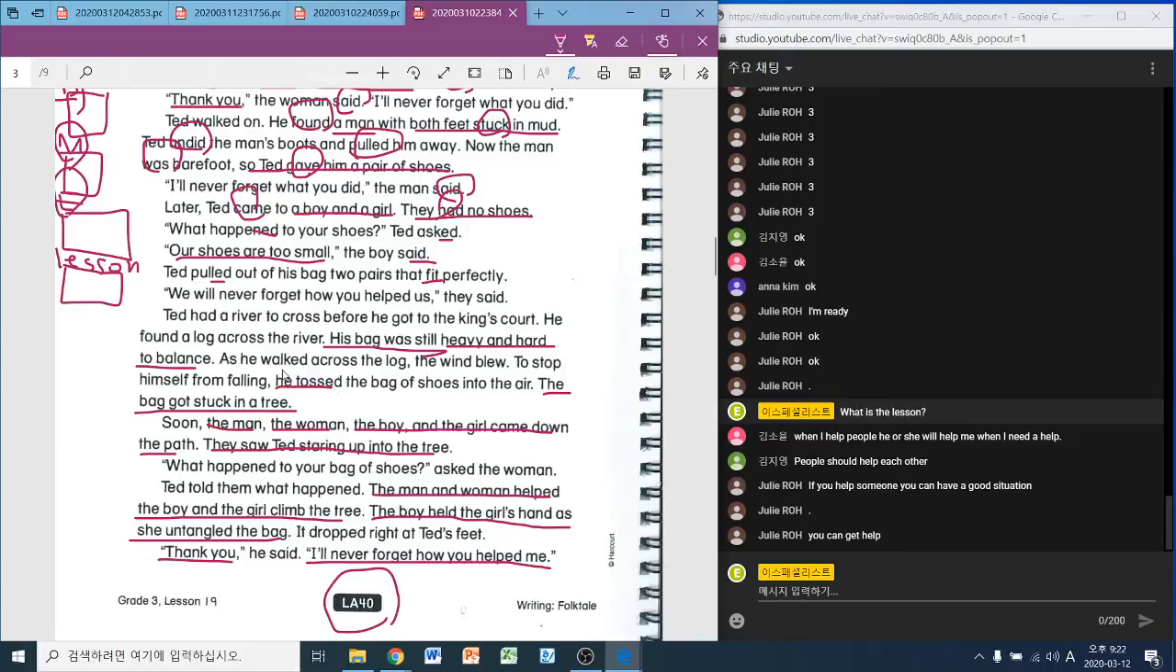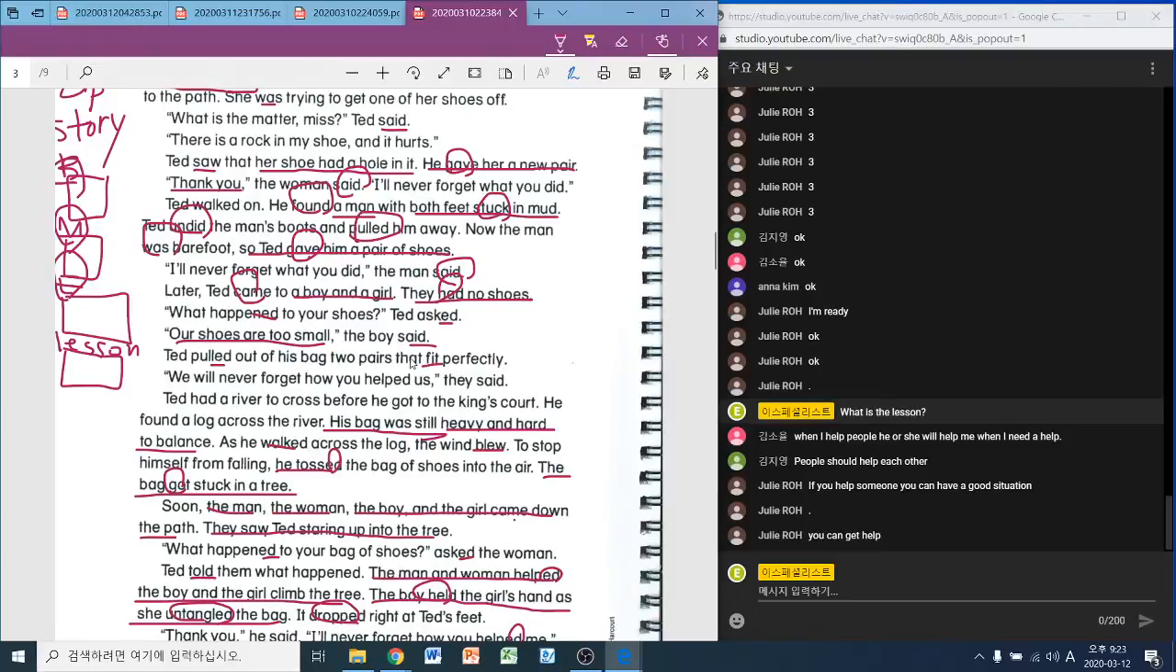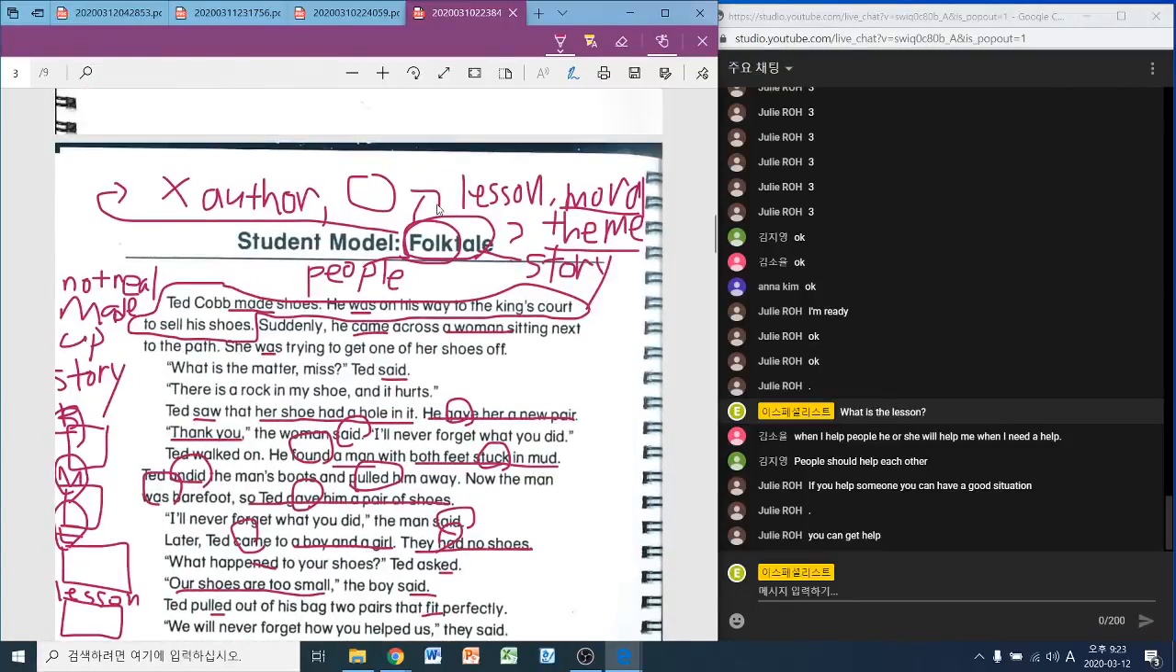Yeah, that's right. And walked, blew, tossed, got, came, saw, happened, asked, told, help, held, untangled, dropped. Like this, help. Do you understand? All right. So, like this, all the verbs have the form of the past tense in the folk tale. Do you understand? Good job. Then I'll show you another picture, okay?